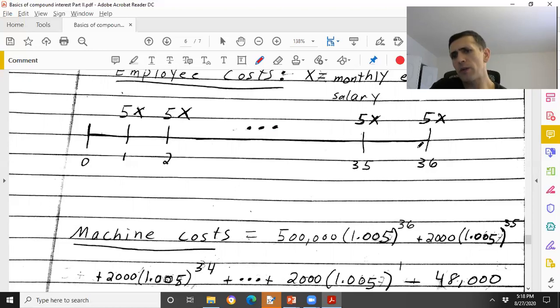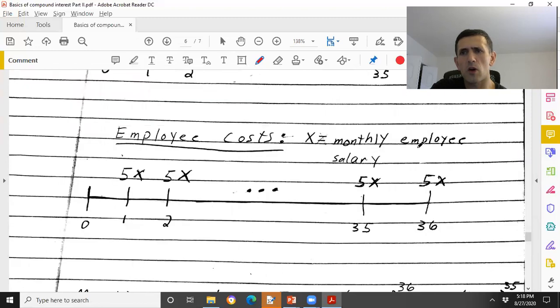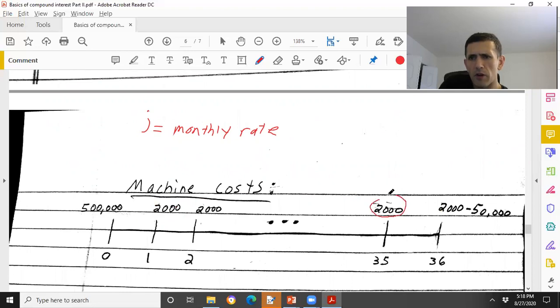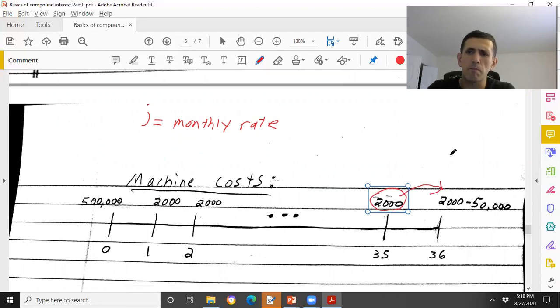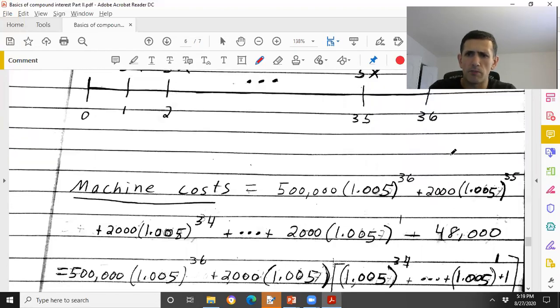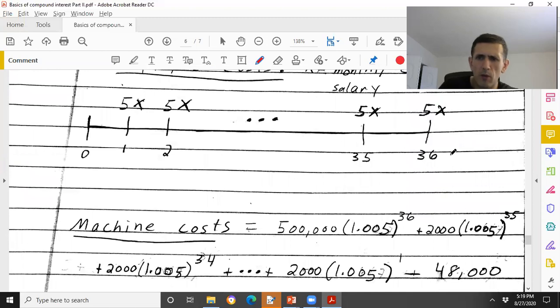We keep doing that until we get to the second to last $2,000 for maintenance cost. Okay. And so that occurs at the 35th month. So how much is that worth at the 36th month? Well, that just accrues 1 month of interest. So it's 2,000 times 1.005 to the power 1. So that one is right here.